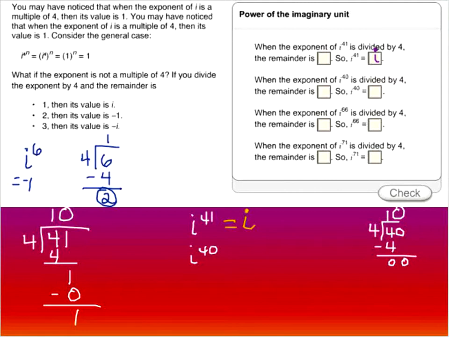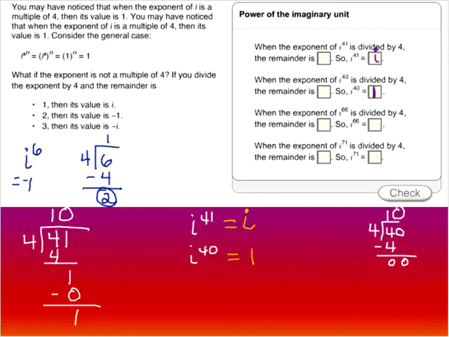So what does that mean? Well, 40 is a multiple of 4. So if you didn't know that, and you divided it out, you would see that you get a remainder of 0. So that means that i to the 40th, since it's a multiple of 4, is going to be equal to 1. So that's something you have to take note of too. If it's a multiple of 4, it's going to automatically be equal to 1.